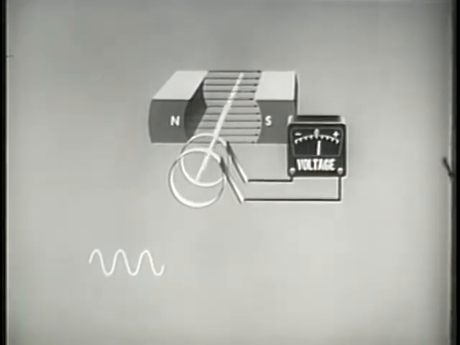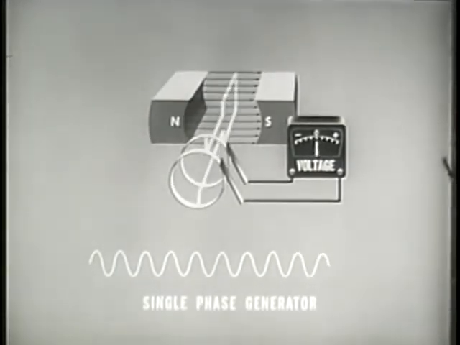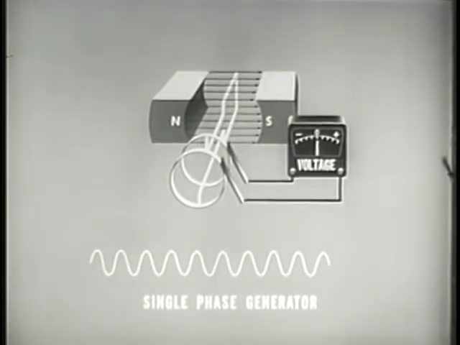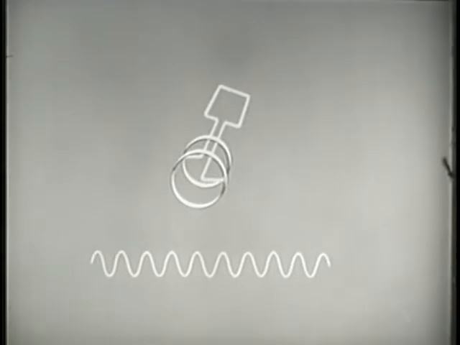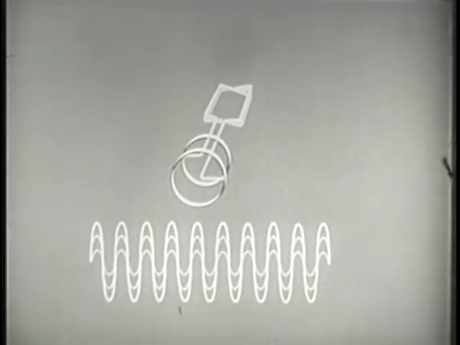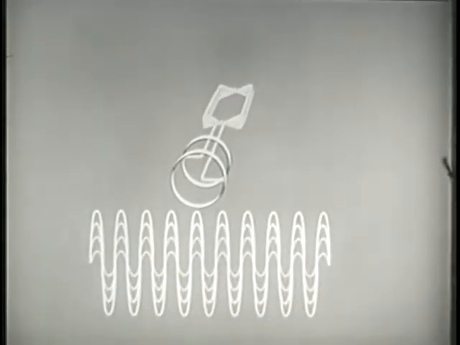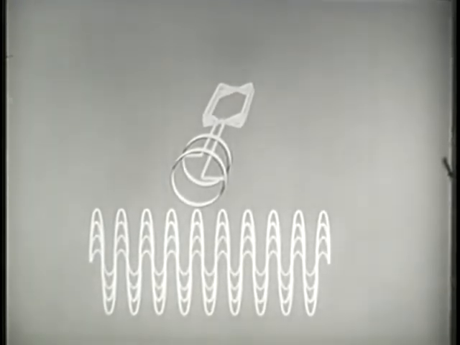There are several different types of AC generators, or as they are sometimes called, alternators. This is an elementary single-phase AC generator. The armature of the single-phase AC generator is wound with many turns of wire. These coils are connected in series so that at any given instant of time, the total voltage induced is the sum of the voltages induced in each individual coil.